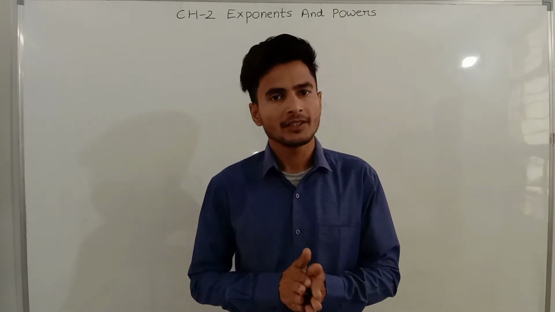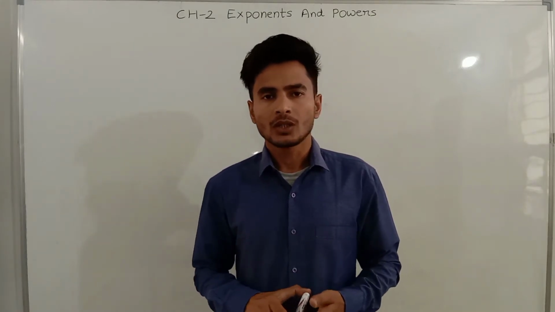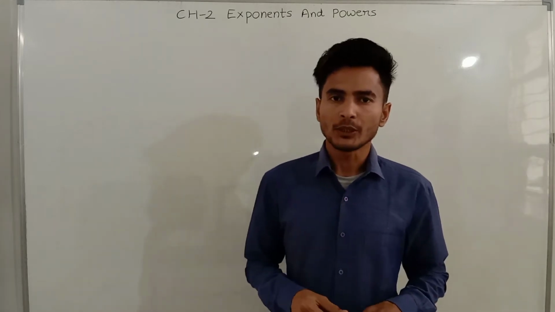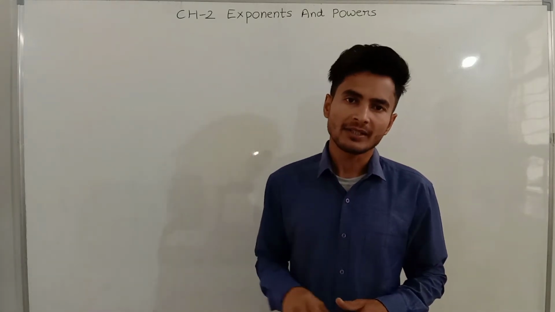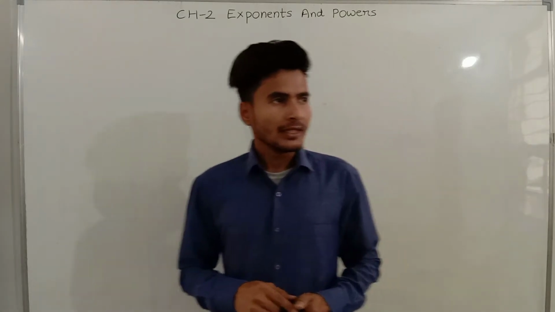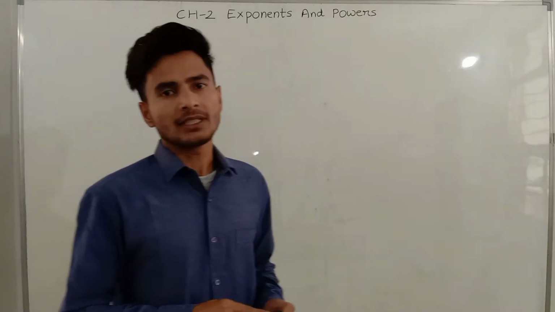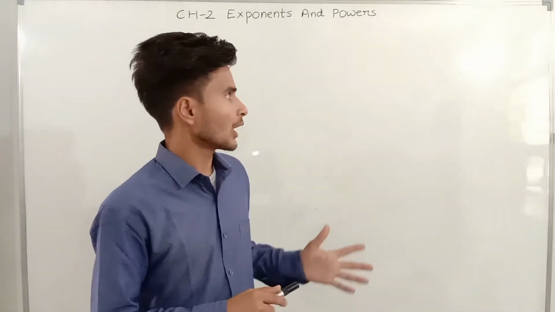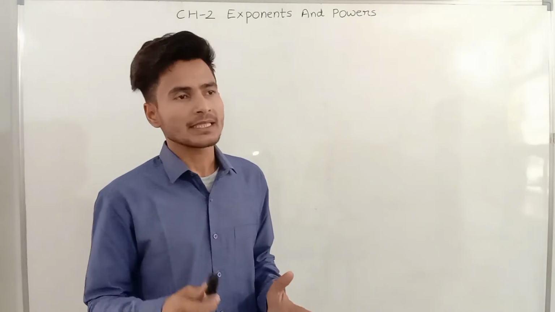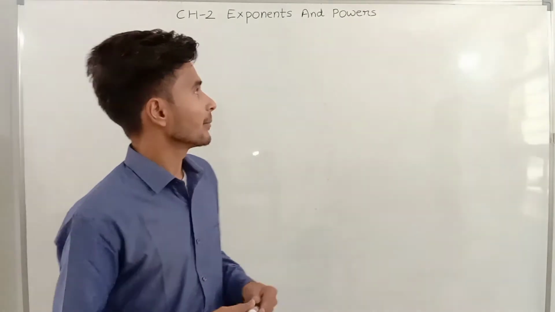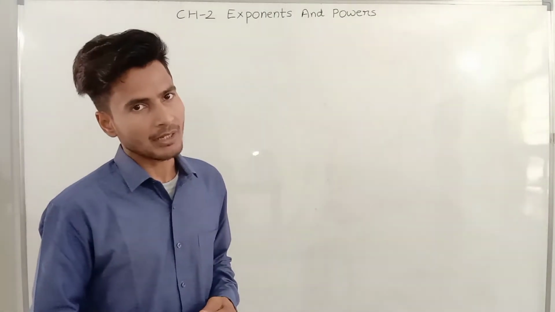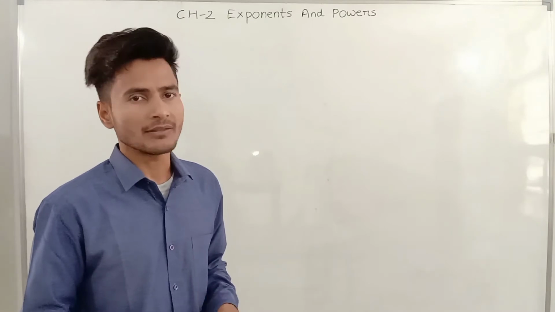We have completed chapter number 1. Now we are going to start chapter number 2, exponents and powers. In chapter number 1 we have done rational numbers. So now the topic is completely changed. The name of the chapter is exponents and powers. In class 7th also we have done it.